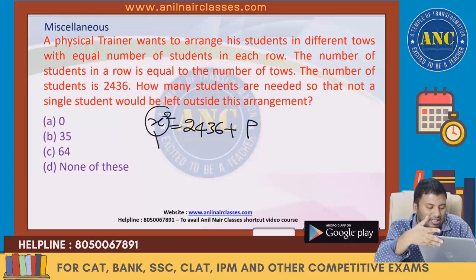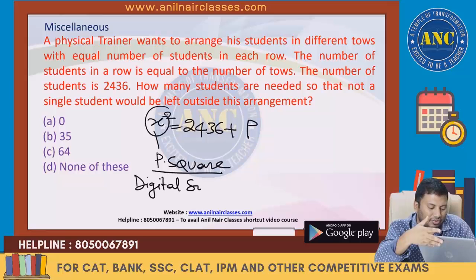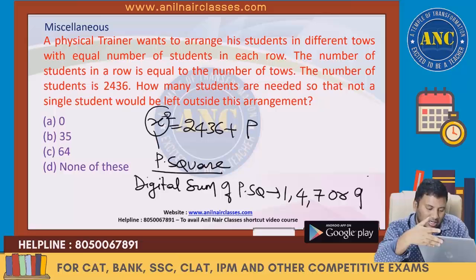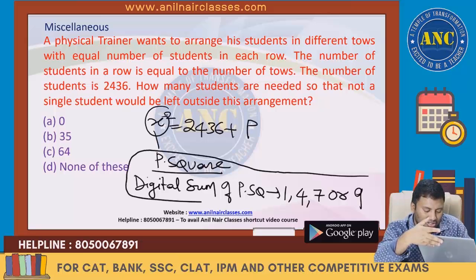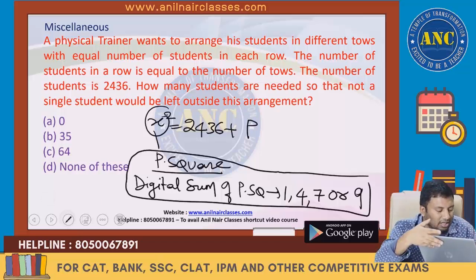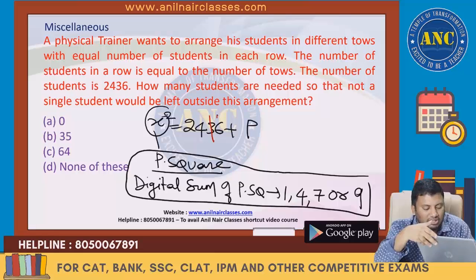X square is a perfect square. If x square is a perfect square, the digital sum of a perfect square is always 1, 4, 7 or 9.